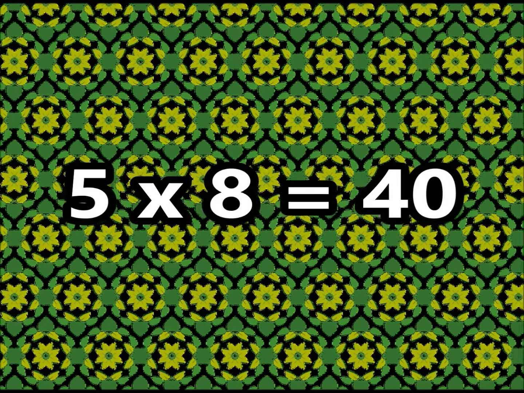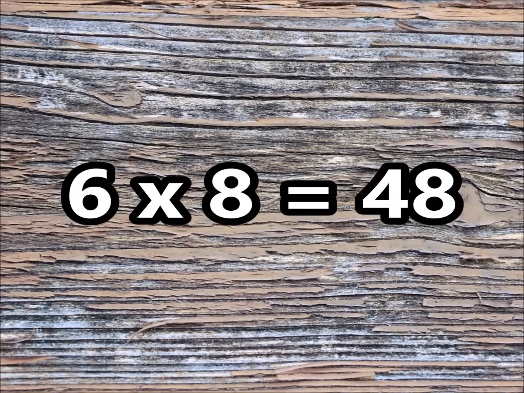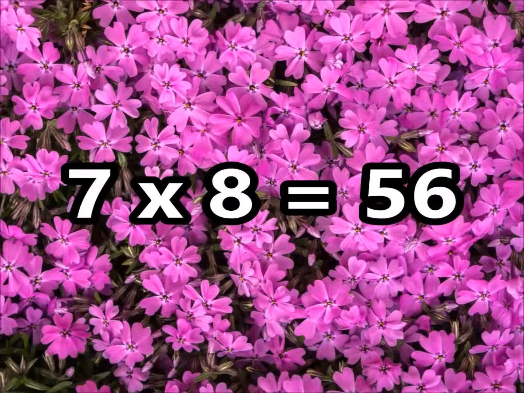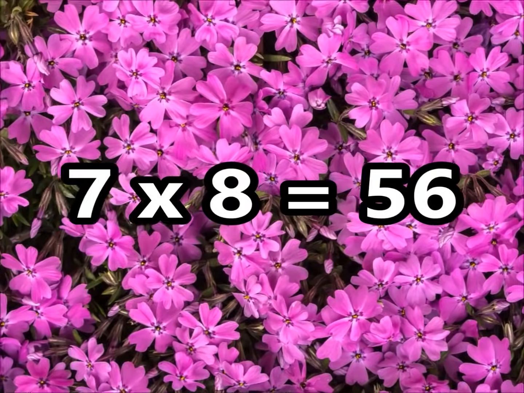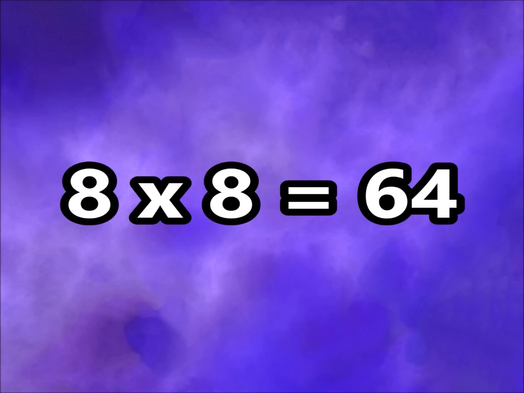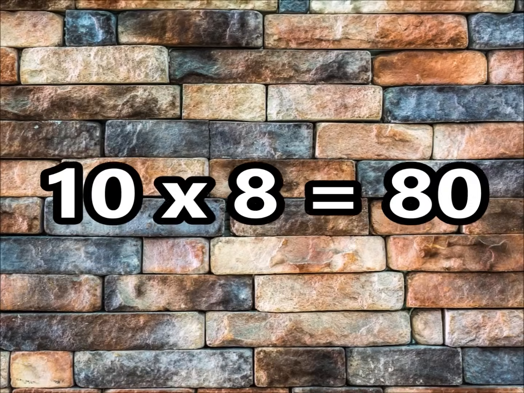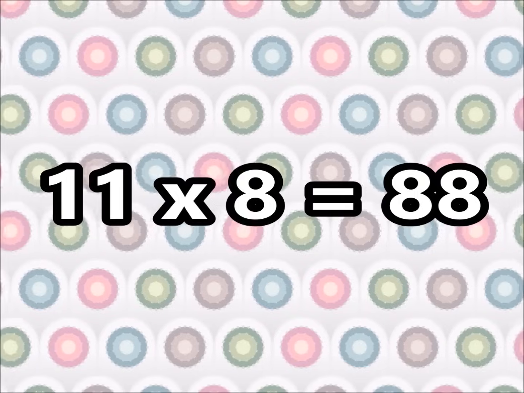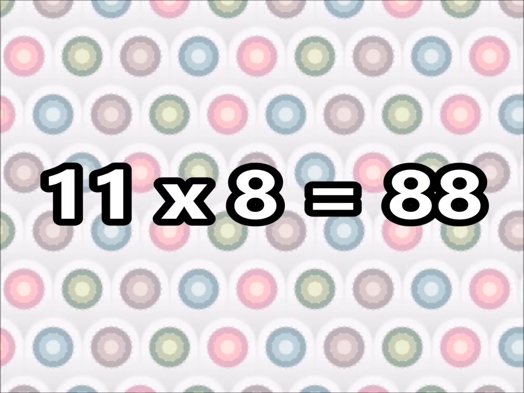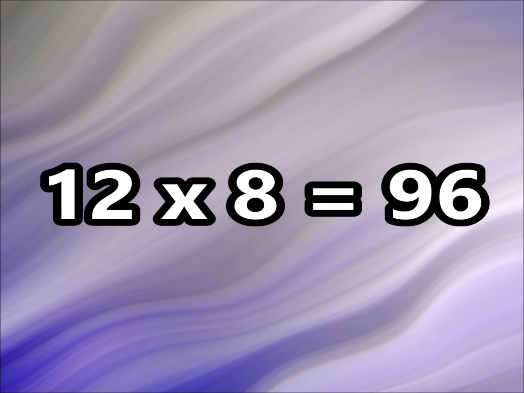5 times 8 is 40. 6 times 8 is 48. 7 times 8 is 56. 8 times 8 is 64. 9 times 8 is 72. 10 times 8 is 80. 11 times 8 is 88. 12 times 8 is 96.